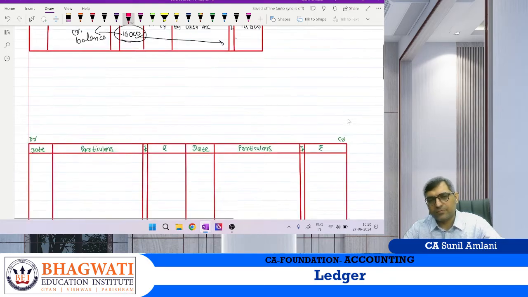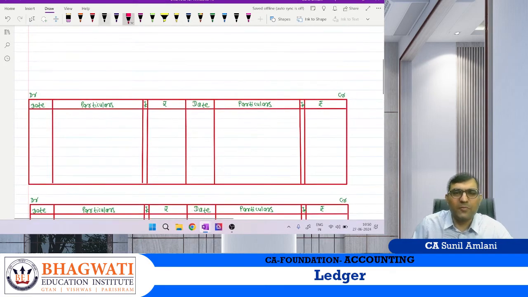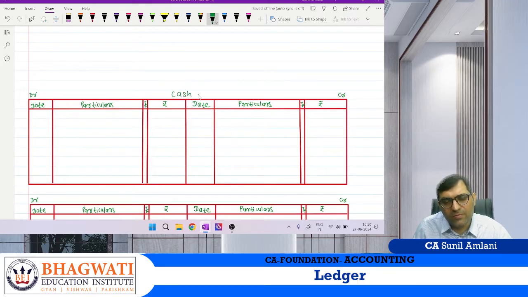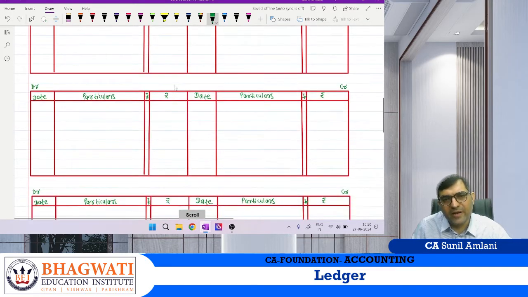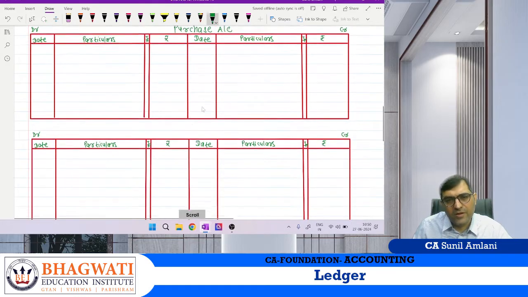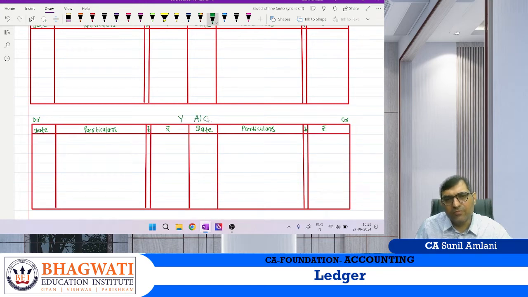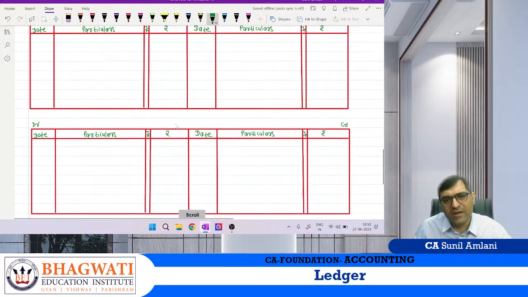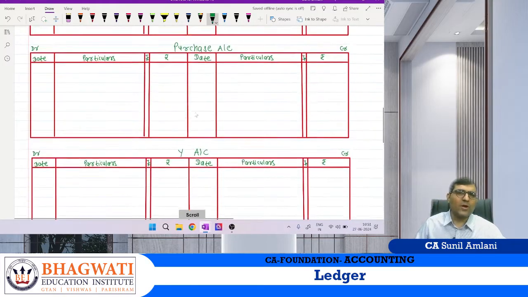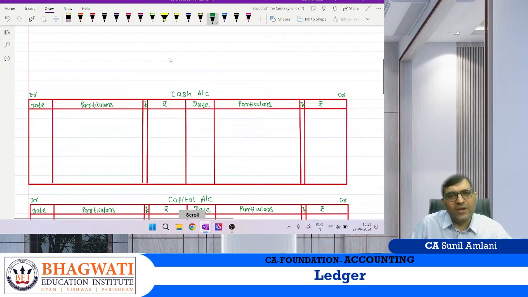So here I have prepared the ledgers. You can pause the video and write it. Here I'll write cash account, capital account. Then here we'll write purchase account. Here we'll write Y account. Here I will have sales account. And here I will have Z account. Now you can write here in the books of X.